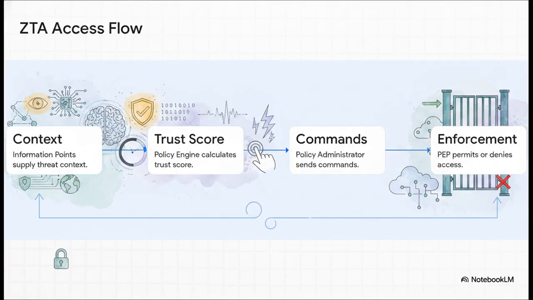Let's trace the split-second anatomy of a real access request. First, information points feed real-time threat context to the brain, the policy decision point. Its engine calculates a trust score right there on the fly. If it passes, the policy administrator sends the command down to the policy enforcement point, which is the actual gatekeeper that permits or denies access. It's a beautifully elegant, automated loop, and it's executing millions of times a day to keep unauthorized users out.